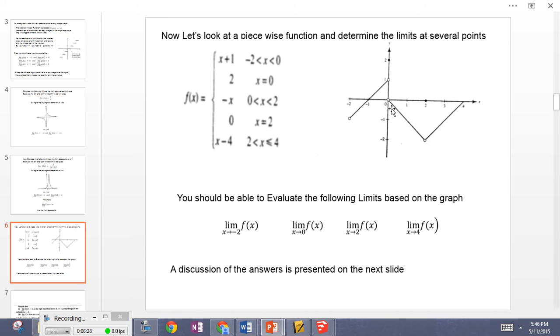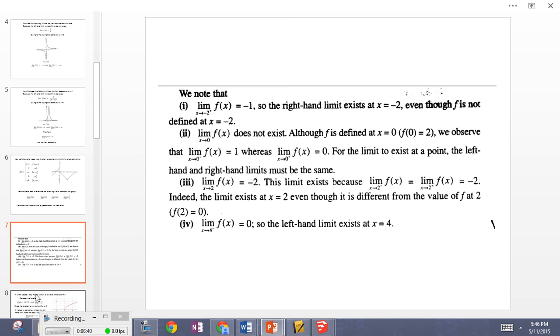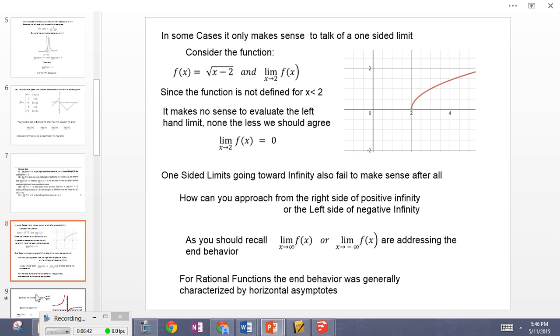The operative word is approaching from left and right. Approaching from left, approaching from right. If they hit the same value, the limit exists. Otherwise, the limit does not exist, okay? There's an explanation behind that. We don't always have to check two-sided limits, okay?